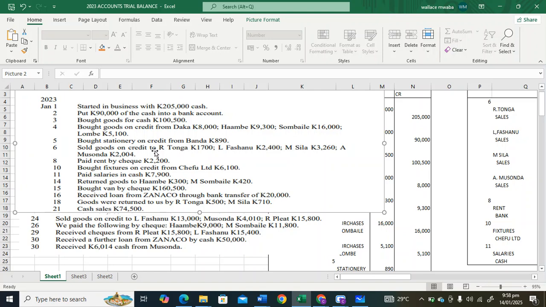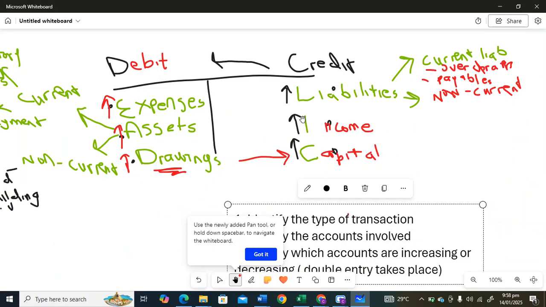Sales, which is a revenue account, under income, okay, income or revenue. So our sales have increased. Each time you make a sale, your sales increase. So you're going to credit sales. It's a revenue account or an income account.